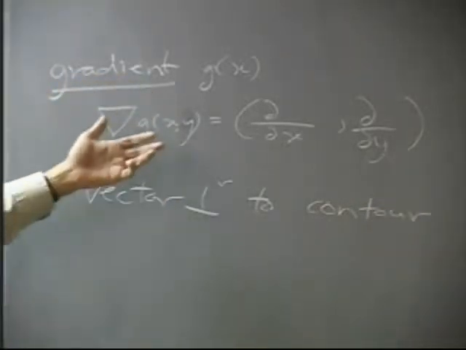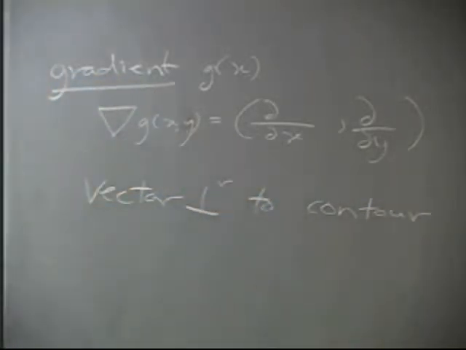Okay, this is just the partial derivative with respect to x and y. The partial derivative with respect to x tells you the slope with respect to x, and the partial derivative with respect to y tells you the slope with respect to y. If you take the vector of these two slopes, that's called the gradient, and basically you can think of it as a vector perpendicular to the contour.